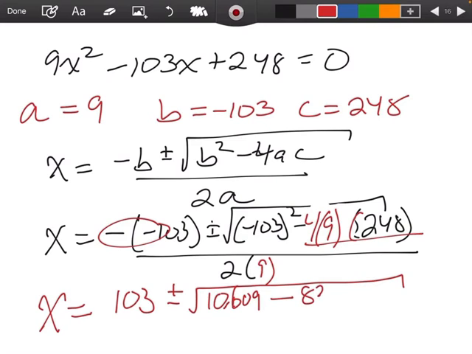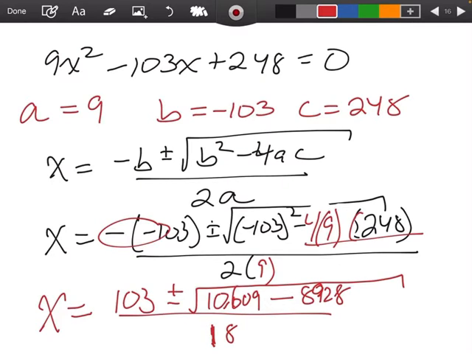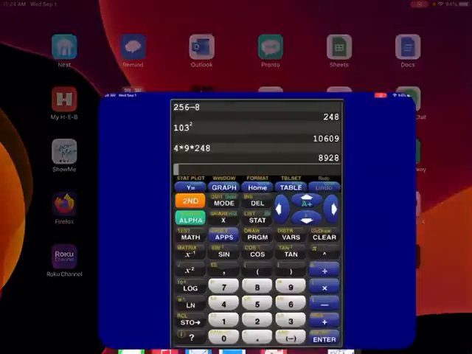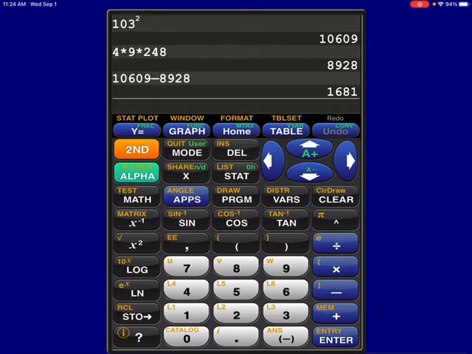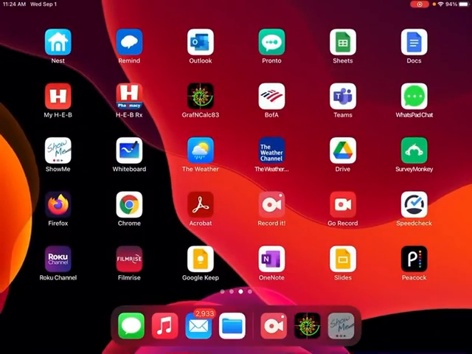28, all over 18, okay? All right, so now on the next page, I'm going to put x equals 103 plus or minus the big square root. I need to subtract 10,609 minus 8928. So we'll come back here, 10,609 minus 8928, 1681, okay?